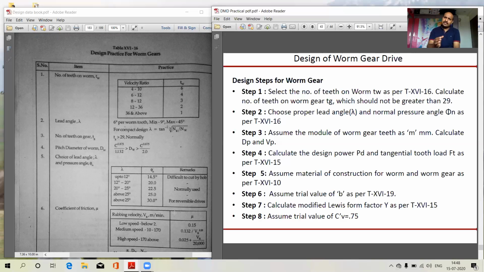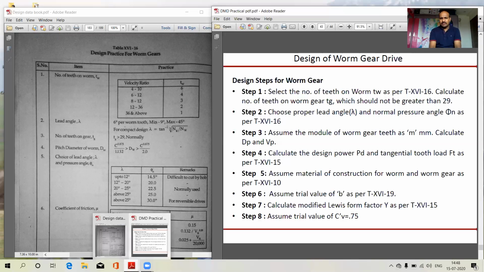That is, the ratio of the speed of worm to the speed of gear, also called the velocity ratio. So depending on the velocity ratio, you have to find the proper number of teeth on worm. Let us say, for example, I have to convert 1000 RPM to 50 RPM. That means 1000 divided by 50 is 20. So I want to go for a velocity ratio of 20.